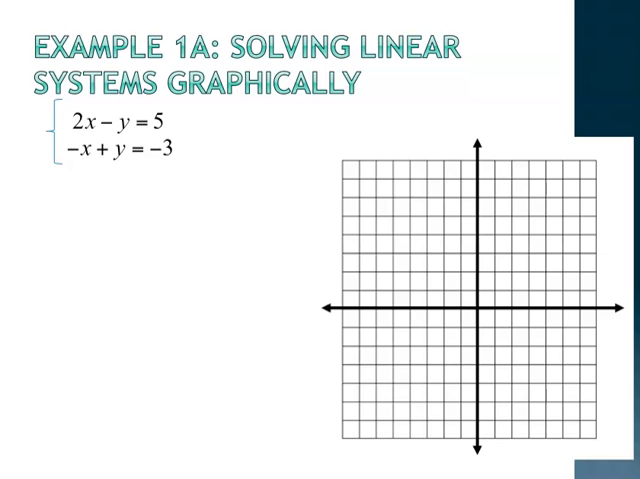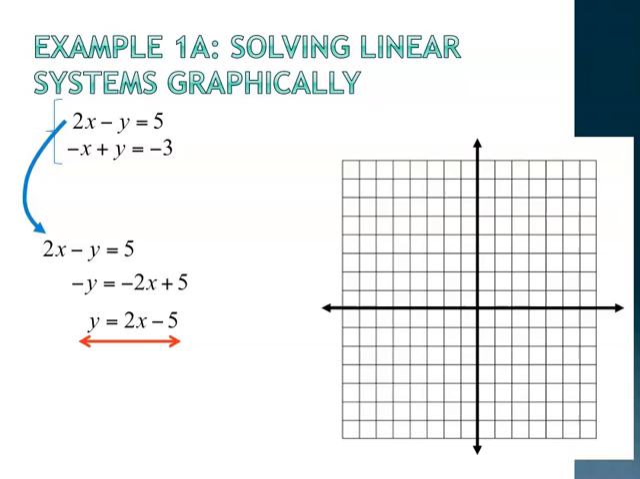So I'm going to take that first equation, 2x minus y equals 5, and I'm going to solve for y. So I'll subtract the 2x from both sides, and then that leaves me with negative y, and now I'll divide everything by negative 1. So I have y equals 2x minus 5. I'm going to represent this line with a red line on the graph, just to differentiate it from the other graph.